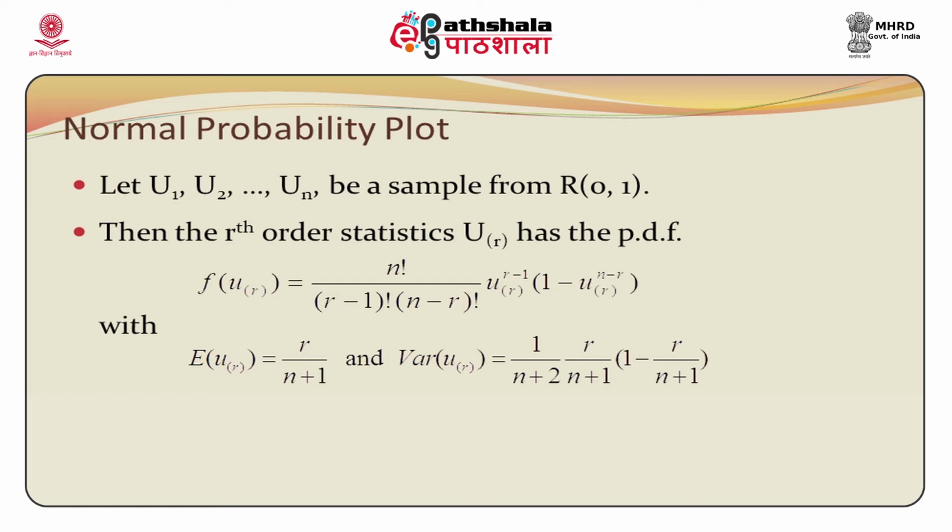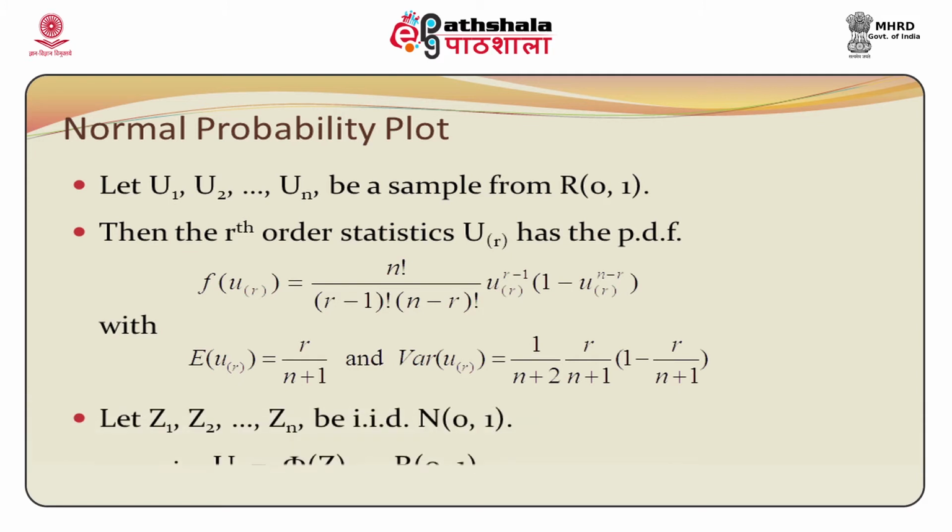And now if we calculate the expectation of ur, it comes out to be r by n plus 1. The variance of ur comes out to be 1 by n plus 2 into r by n plus 1 into 1 minus r by n plus 1. And you can see that the variance goes to 0 as n becomes large.